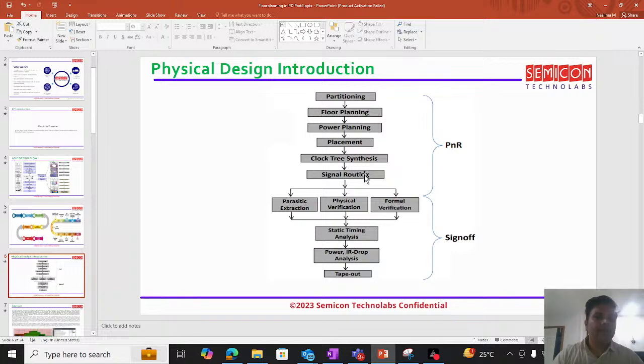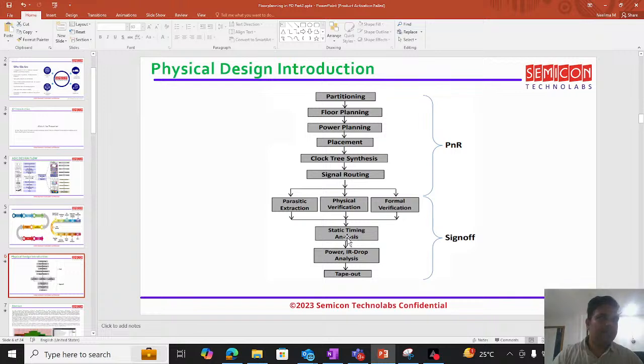Okay, now after signal routing, we need to focus on parasitic extraction, physical verification, and formal verification. These are some of the sign off checks. And then make sure that for parasitic extraction, especially after PNR, we are using sign off tools such as StarRC extraction. And then these extracted files will be used in static timing analysis.